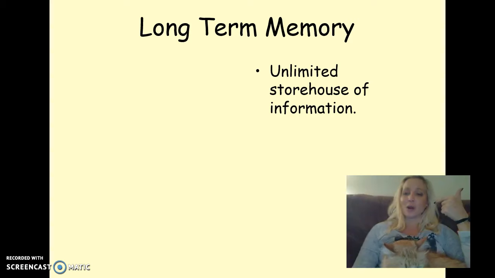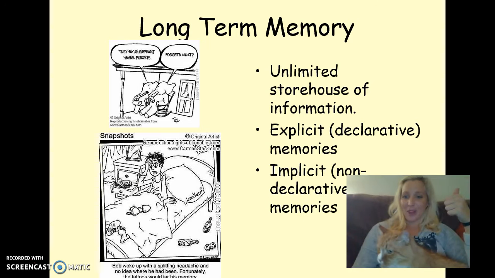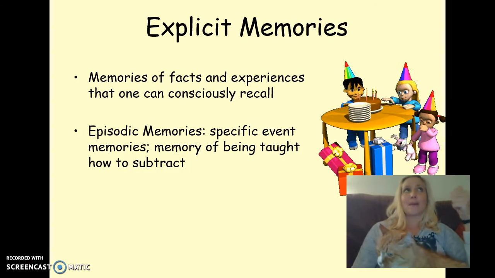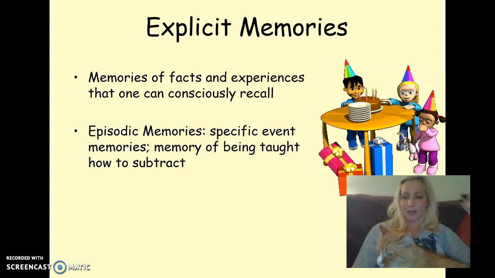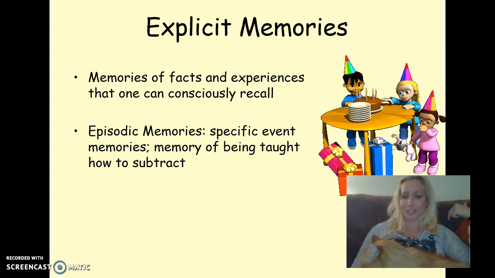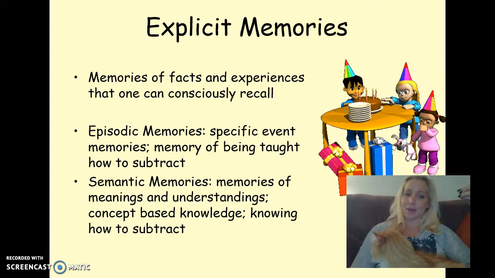Long-term memory is technically an unlimited storehouse of information. Stuff that goes into our long-term memory is supposed to stay there forever. We have explicit, declarative memories, episodic memories, and we have implicit, non-declarative memories, and we'll talk about them. So explicit memories, these are specific episodes, memories, specific facts and experiences. Like you remember the day that you got your first bicycle and learned to ride the bike as you went around your cul-de-sac or something like that, right?